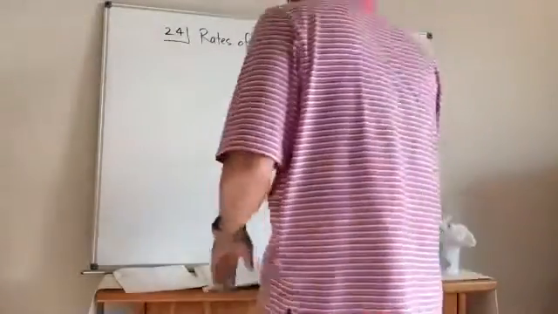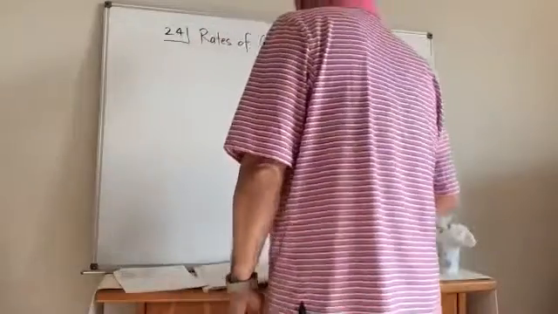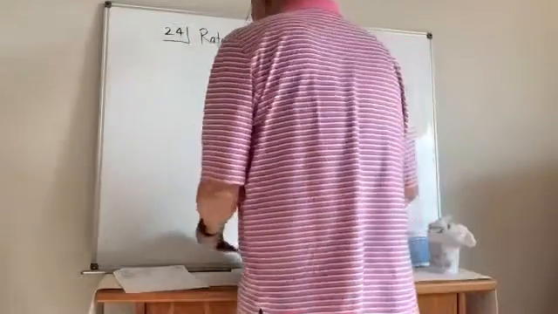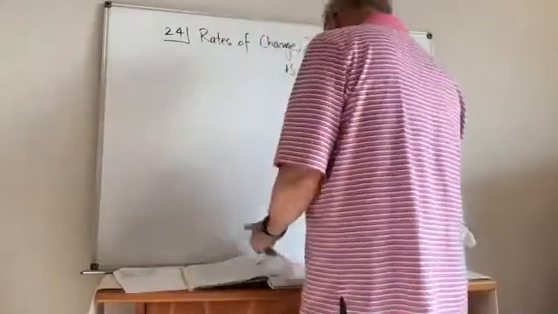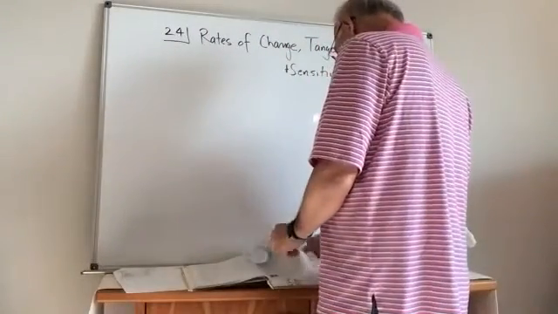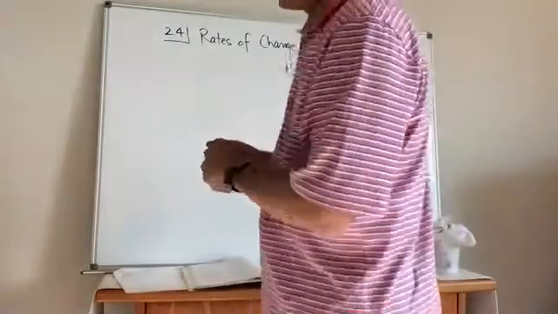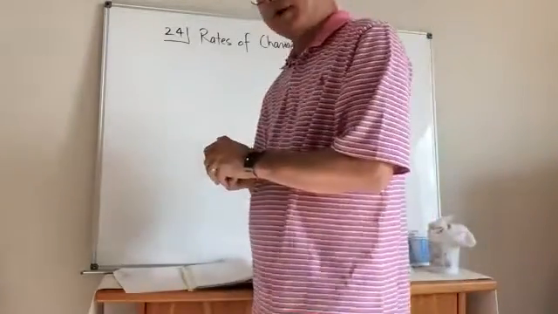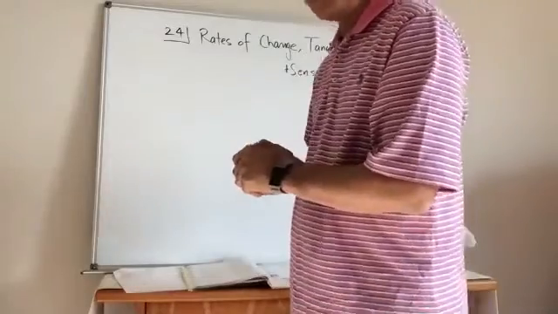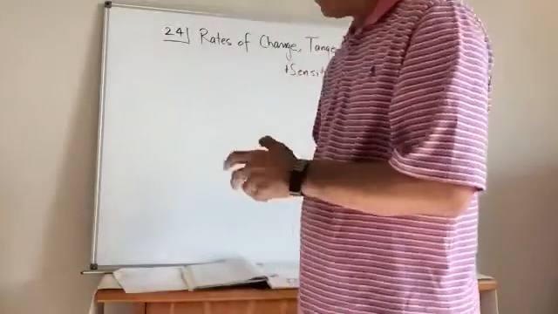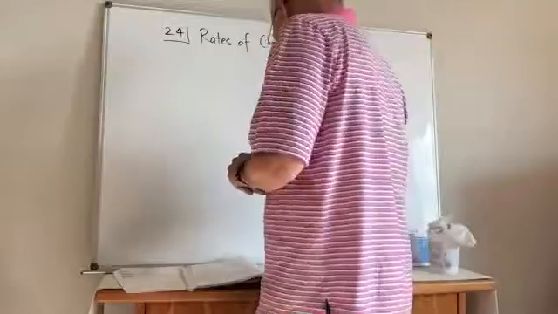2.4, so we're going to talk about the rates of change, tangent lines, and sensitivity. This is probably the most important section of chapter 2. And accordingly, most of the questions on the test will probably come out of this section also. Okay, just letting you know. So let's pay close attention to this one.